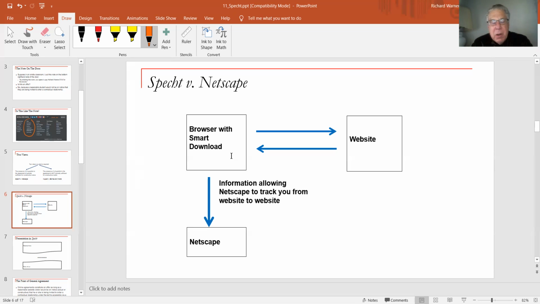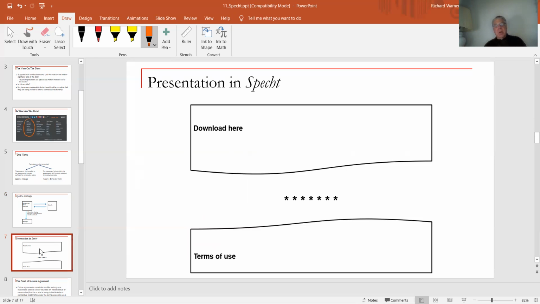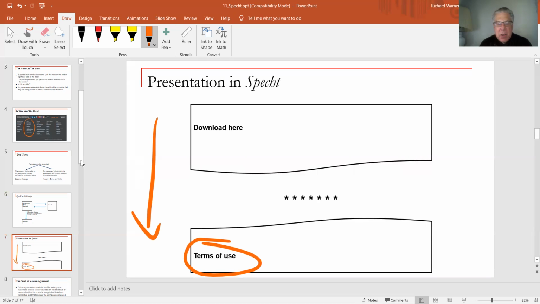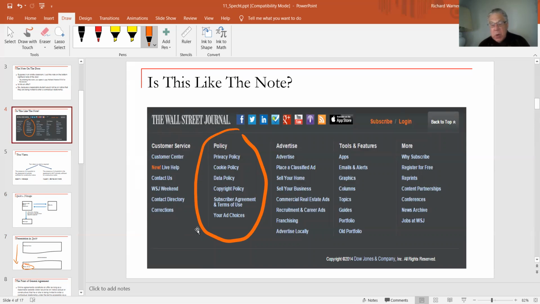So that's Smart Download, download it, you can do this wonderful thing. The other thing that happened when you downloaded Smart Download was that you also downloaded software that allowed Netscape to track you from website to website to website for purposes of sending you advertising. And the agreement to be tracked was in the terms of use agreement that governed the download and use of Smart Download. But where was that terms of use agreement? Where was the hyperlink to it? Just like we looked at before, you have to go down and down and down the web page, way down, just like with the Wall Street Journal, to get to the terms of use. So it looks like this again, right? We got the same situation.